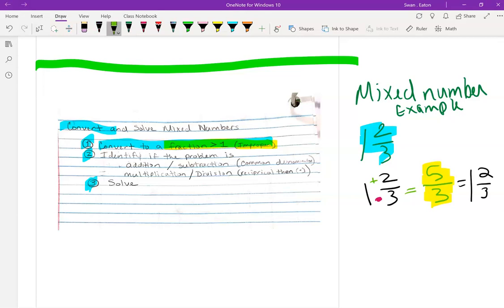Let's do one more so that you can have another example in your notes. How about 2 and 1/2. How do we convert it to a fraction greater than 1? 2 times 2 is 4, plus 1 is 5. So 5, and we keep the denominator. 5 over 2 is the fraction greater than 1. And that is how you convert a mixed number.